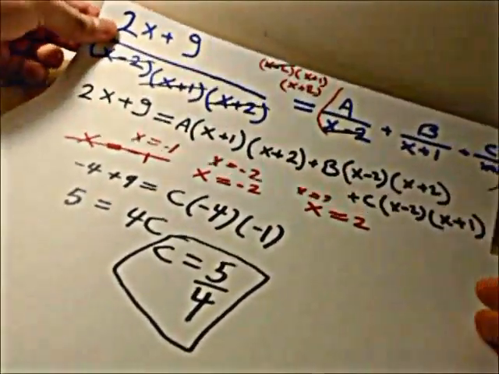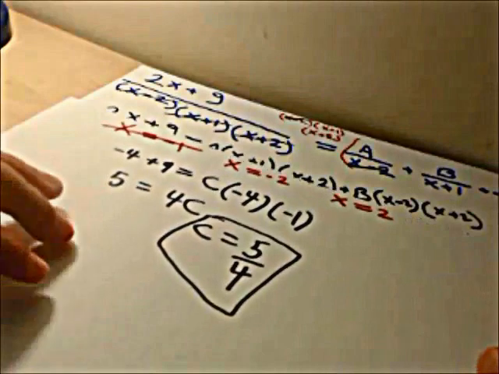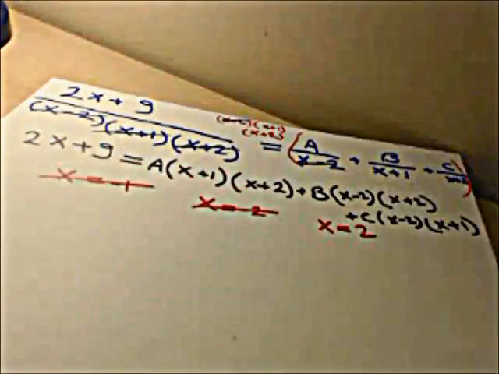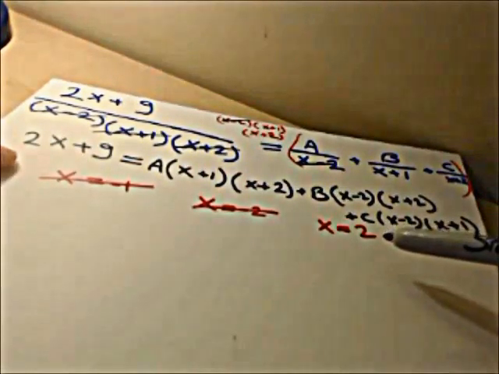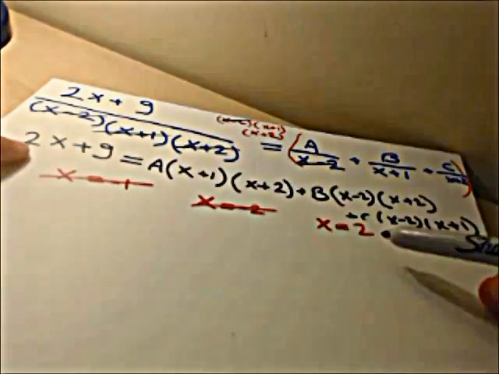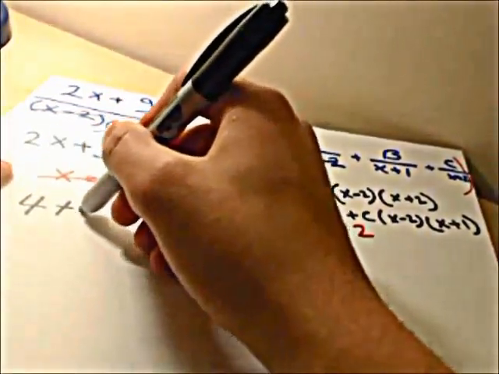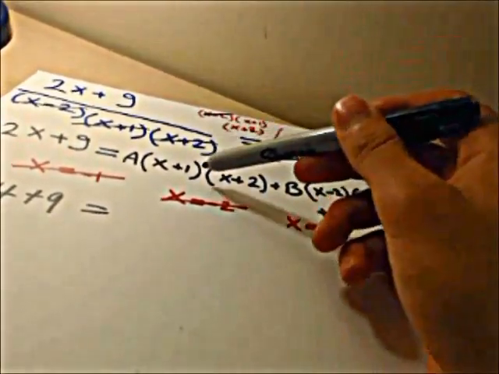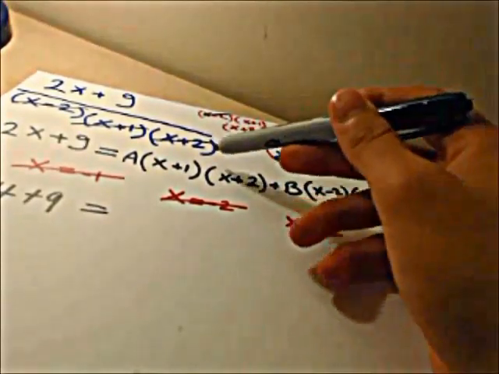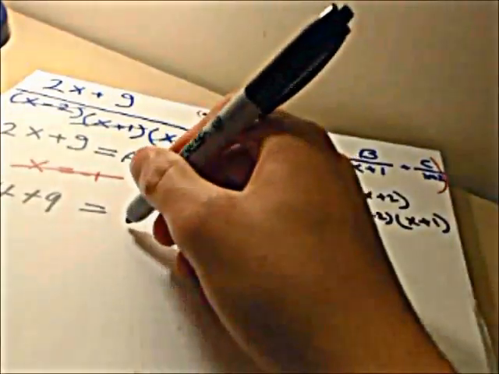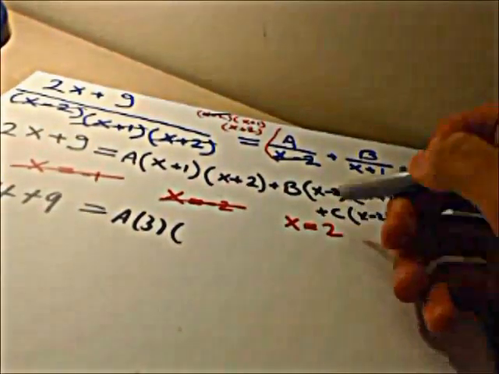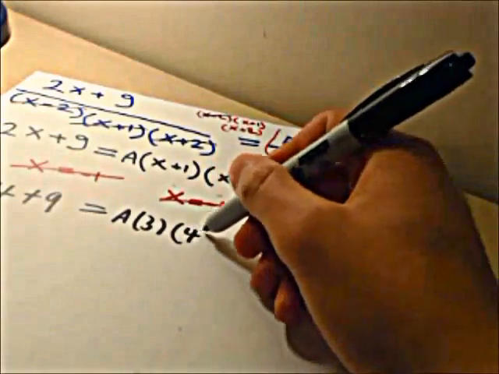Now the last thing we're going to do is find a, and to do that we need to plug in the third value, x equals 2. Again here we substitute x equals 2 into the original equation. So on this side we're left with 2 times 2, 4, plus 9, so positive 4 plus 9 equals a times 2 plus 1, right, because x equals 2. So a times 2 plus 1 is 3. So a times 3 times 2 plus 2, which is 4, times 4.